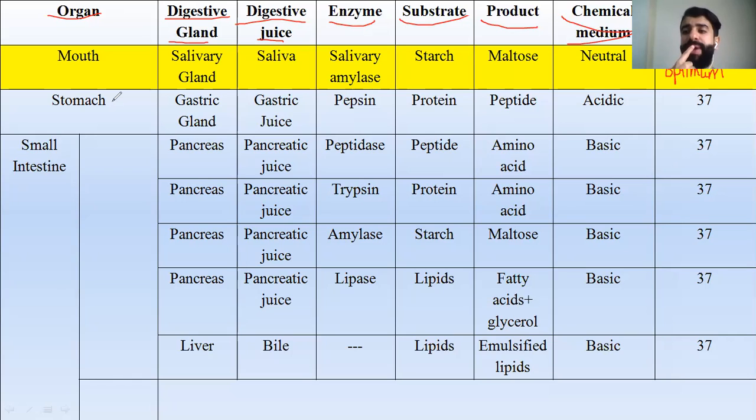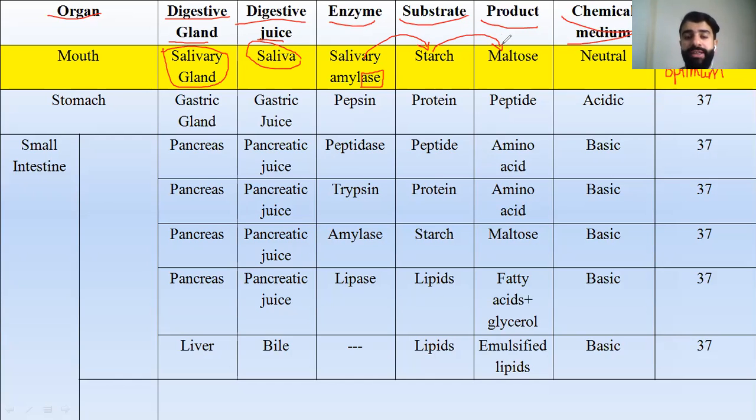The mouth, we have a special gland. What do we call it? Salivary gland. This salivary gland secretes a special juice called saliva. In this saliva, we have a special enzyme called salivary amylase. As we said before, every word that ends with ase is an enzyme. So salivary amylase is an enzyme that works on starch to give what? To give maltose. It's a type of sugar. Maltose, if you remember, is glucose and glucose. The medium is neutral and the temperature is 37 degrees Celsius.